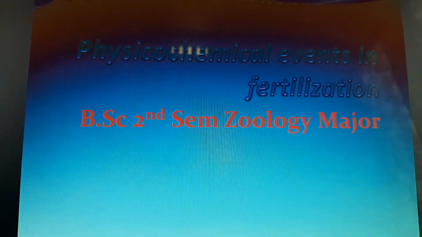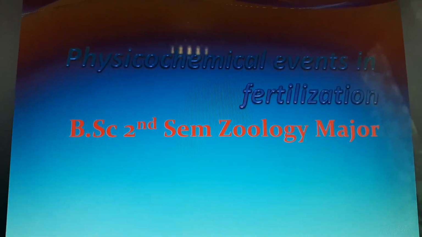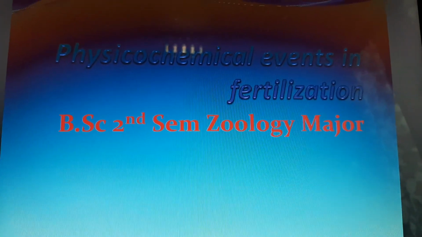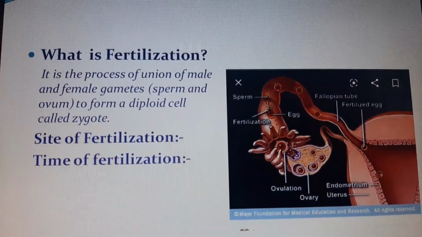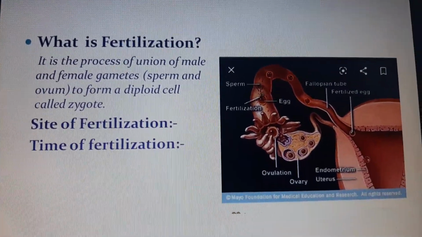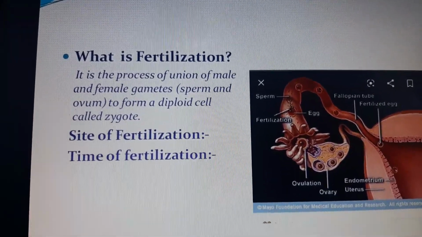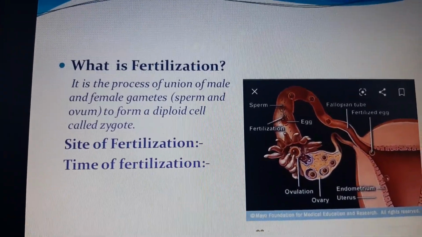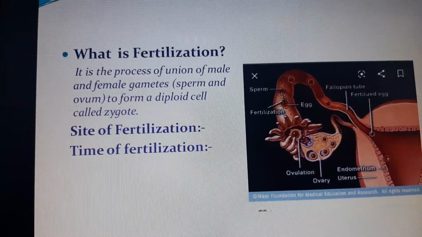Isn't it? So, today we will study about physicochemical events in fertilization. So, what is fertilization? It is the process of union of male and female gametes, that is, sperm of male and ovum of female. Both of them fuse to form a diploid cell that is called zygote.